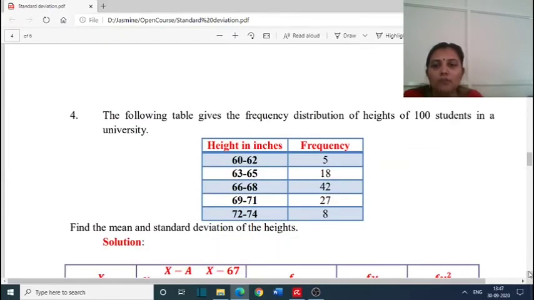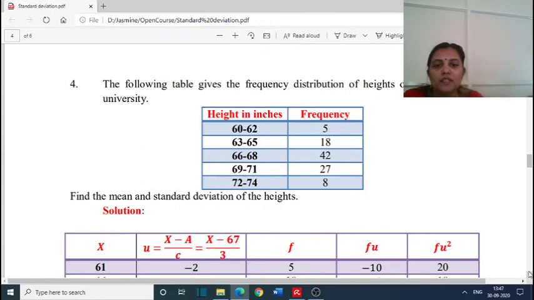Now, the fourth problem. The following table gives the frequency distribution of heights of 100 students in a university. Heights in inches, frequency: 60 to 62, 5; 63 to 65, 18; 66 to 68, 42; 69 to 71, 27; 72 to 74, 8. Find the mean and standard deviation of heights.